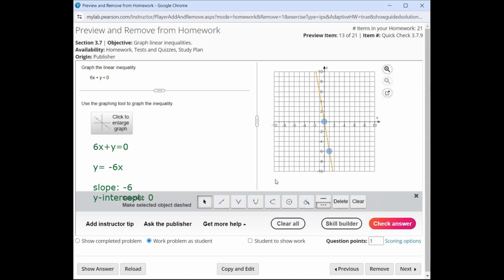Next step is to check a test point. Since the origin is on the line, we should not select it. We should select any other point on the plane. So let's select, for instance, 2, 0. Okay, let's select this point, 2, 0 as the test point.